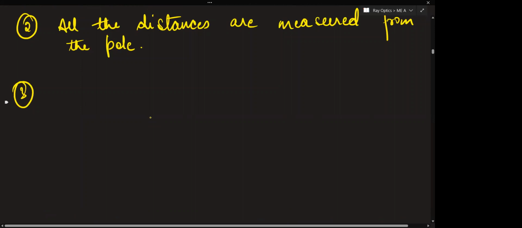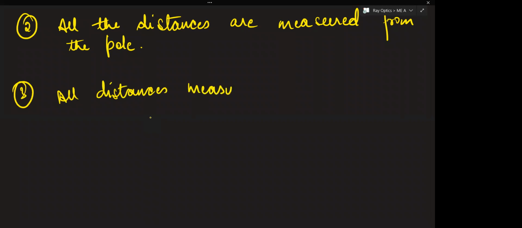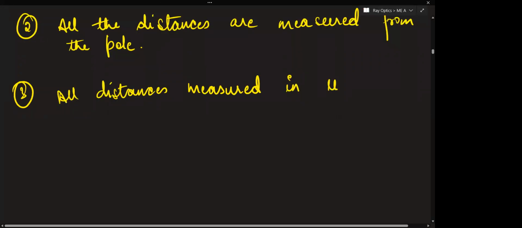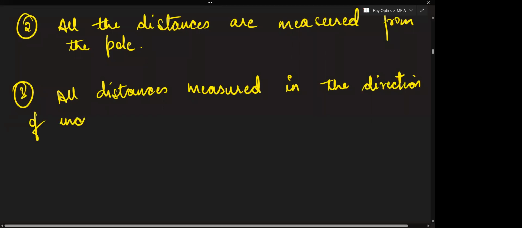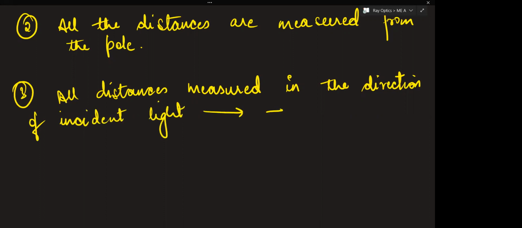So the third point is: all distances measured in the direction of incident light are said to be positive.